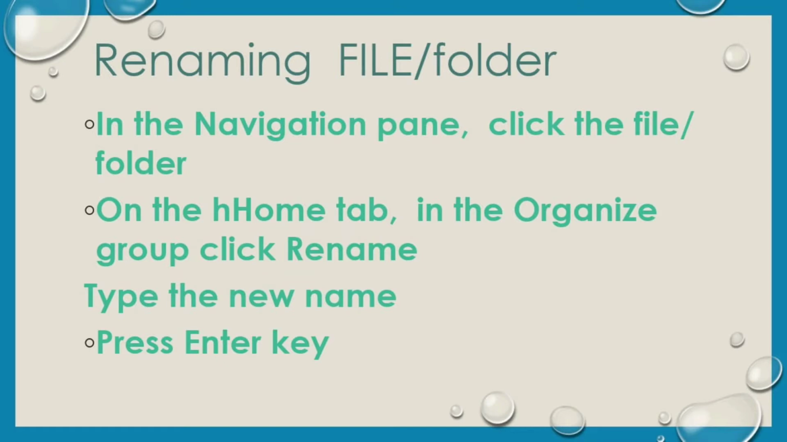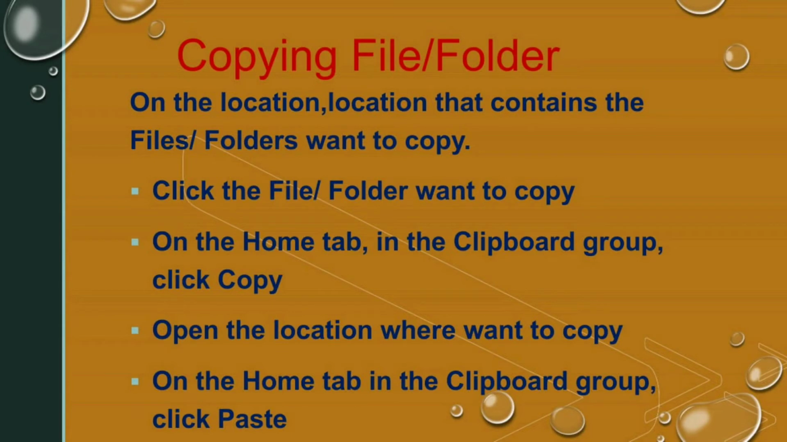Next, how to copy a file or folder. We can copy a file or folder to make a duplicate copy or to put it at another location. To copy a file or folder, open the location containing the file or folder you want to copy. Then click the file or folder you want to copy. Click on the Home tab, in the Clipboard group, and click the Copy button. Open the location where you want to copy the selected file, and again click on the Home tab, in the Clipboard group, and click the Paste button. And the copy of the file appears in the new location also.